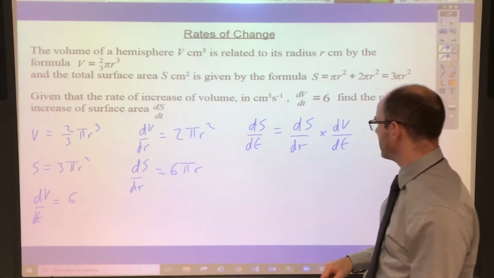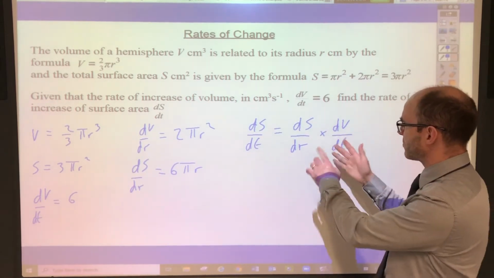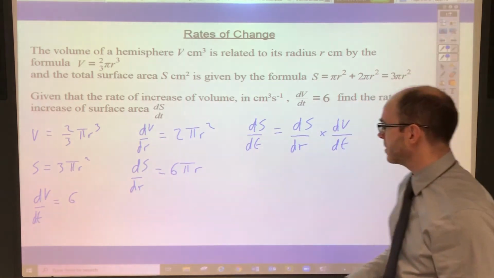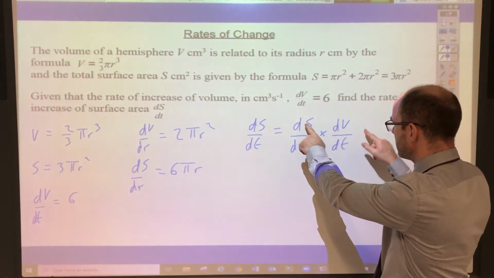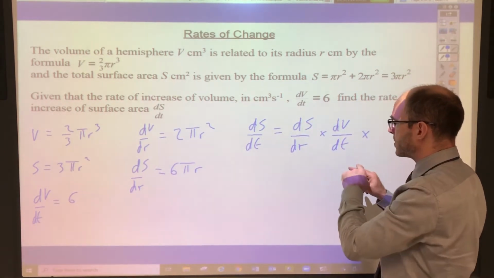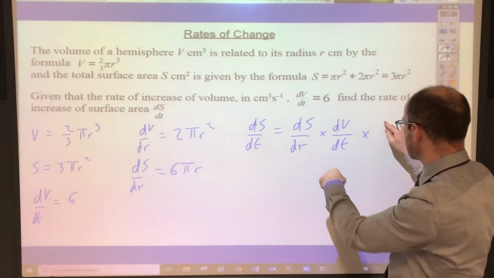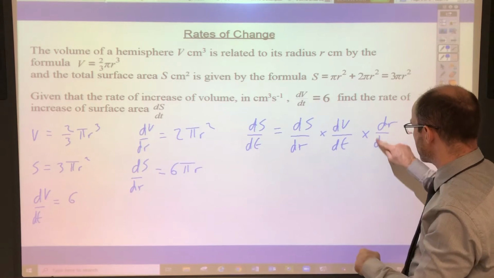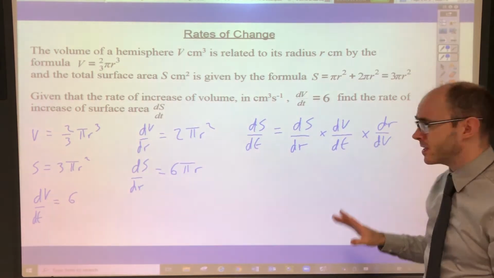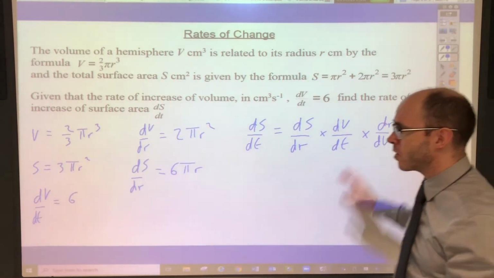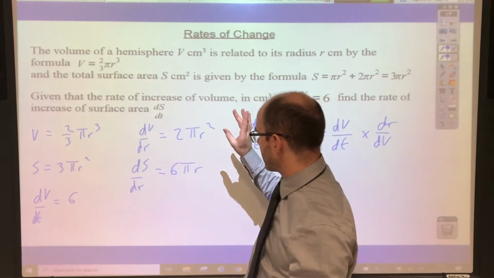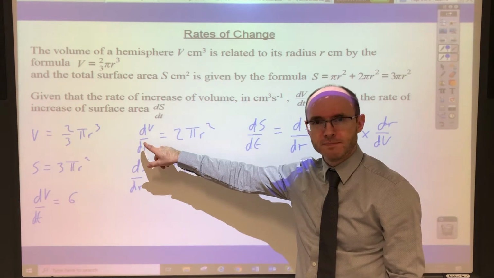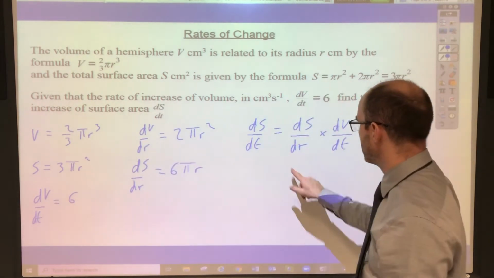However, look, if you notice, that's giving us too much. You've got dS/dr times dV/dt, and there's nothing cancelling. We want the dS and the dt. So what we need is something that will make the drs cancel, so you want a dr on the top, and something that will make the dVs cancel, so you want a dV on the bottom. Is there an expression that will allow us to use that? Well, we've got dV/dr there. If we take the reciprocal of that, then it's fine. And that's what we're looking for.